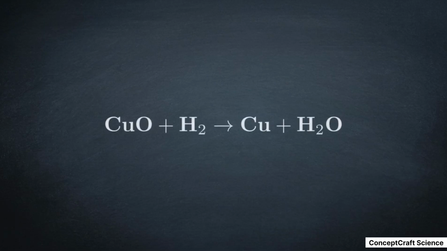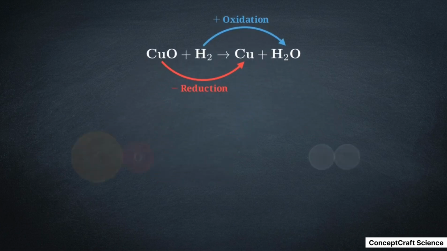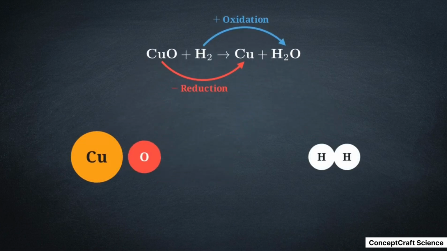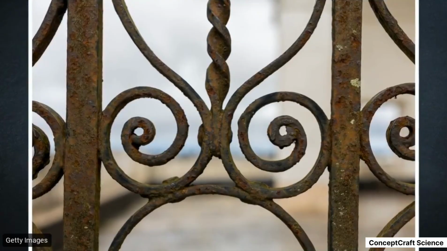We track the movement of oxygen using the concept of redox. In this equation, hydrogen gains oxygen, which is oxidation, while the copper oxide loses oxygen, which is reduction. Oxidation and reduction are not solitary events. They are 2 halves of the same elemental exchange. These redox reactions have significant real-world consequences.